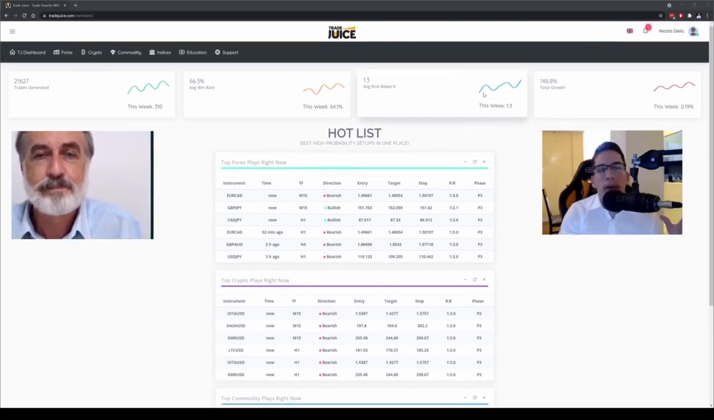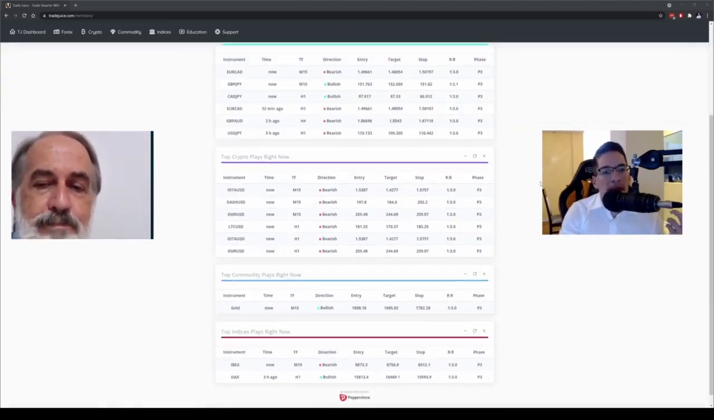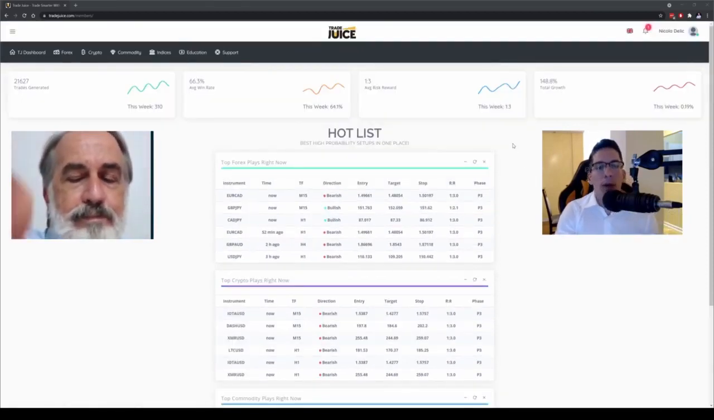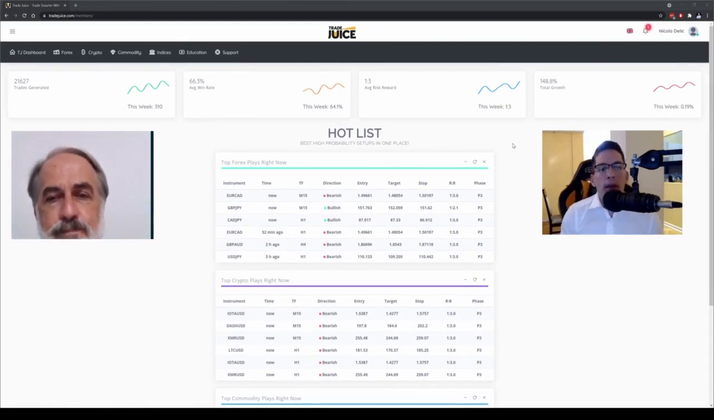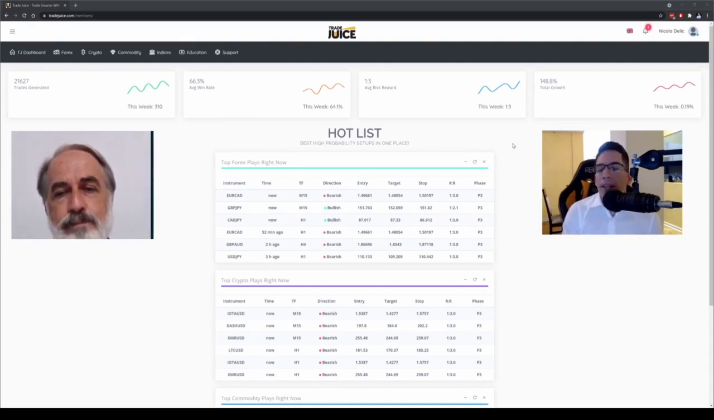Okay, so this is what Tradejuice really is. It's a simple, let's call it a page, but it's more than a page where you can find everything that you actually need to become a successful trader. It's a dashboard designed to give you only the important information all day long. And let's start from the top.